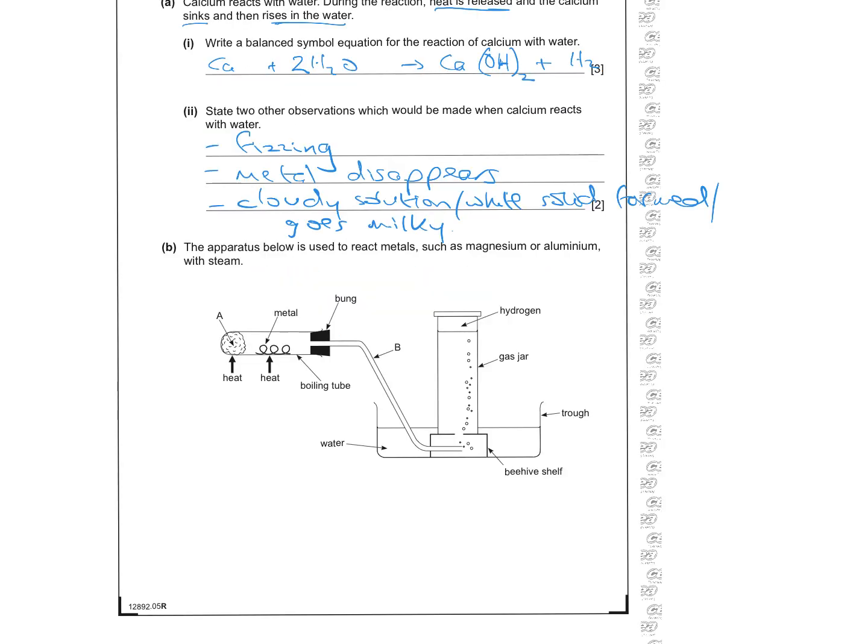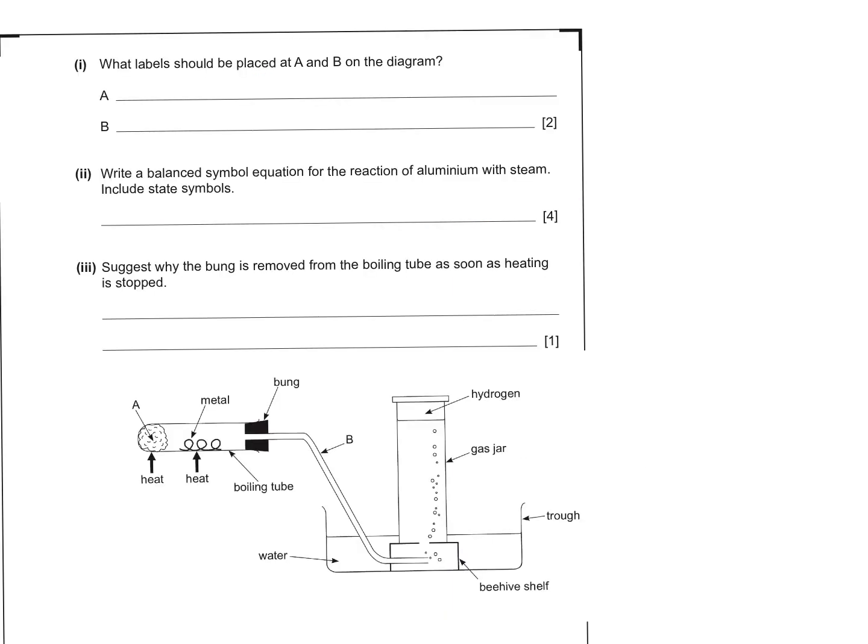Part B then has to do with the apparatus below. So I've put the diagram at the bottom of the page. And then part 1, what labels should be placed at A and B? Well, A is mineral wool or damp mineral wool. So it does have to be damp because when it's heated that generates the steam. And then B is a delivery tube.